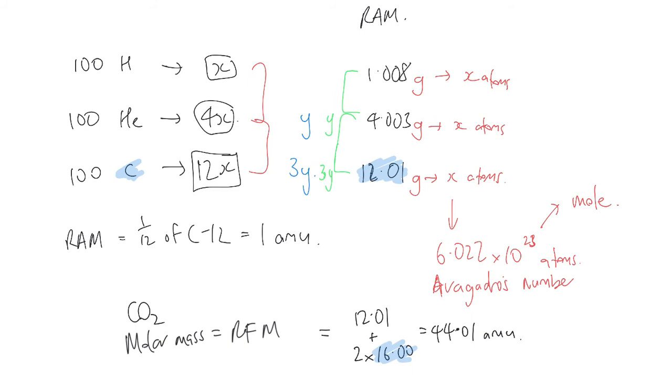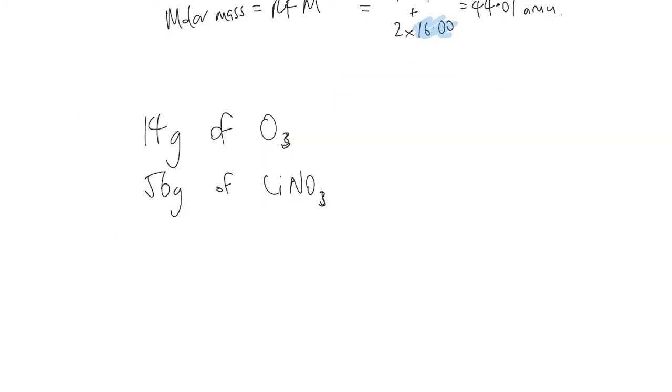Okay, so how do we work out the number of particles within those masses of stuff? First of all, we need to work out the relative formula masses of each of these things here. So let's work out the relative formula mass of O3. I'll do it over here. Relative formula mass of O3 is equal to, how am I going to work out the relative formula mass of O3?